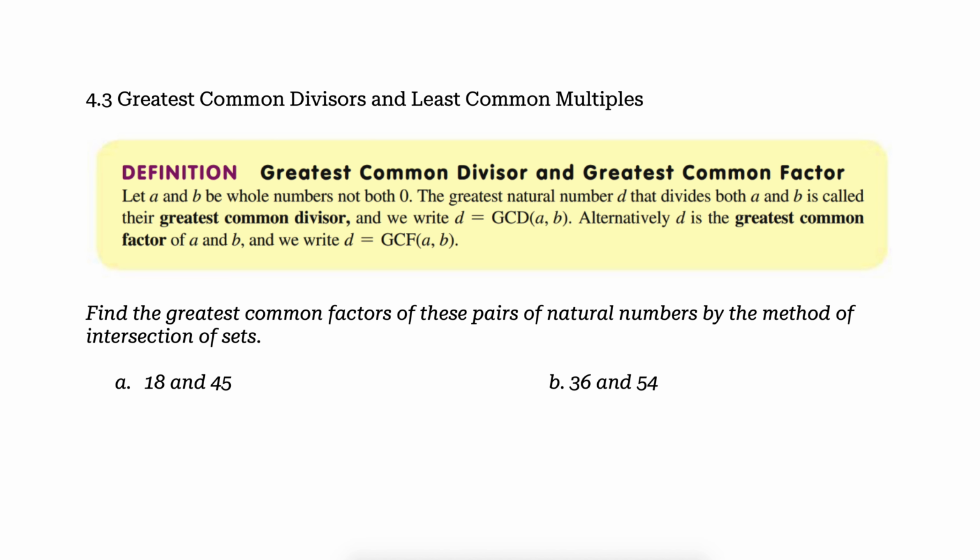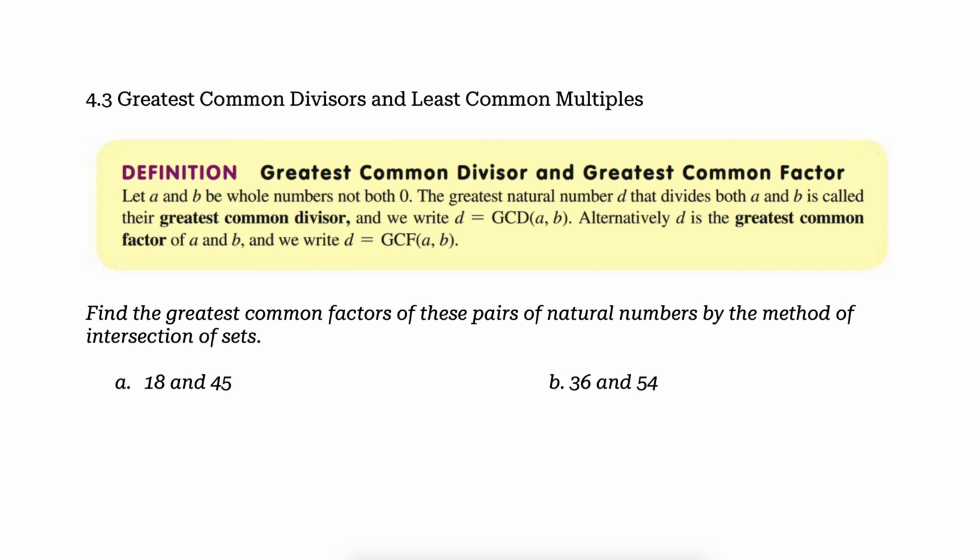In this last section of chapter 4, we're going to look at both greatest common divisors, sometimes also called greatest common factors, and then least common multiples. You can find the greatest common divisor or the least common multiple between two or more numbers. For the examples in this section, we're just going to focus on two numbers though.